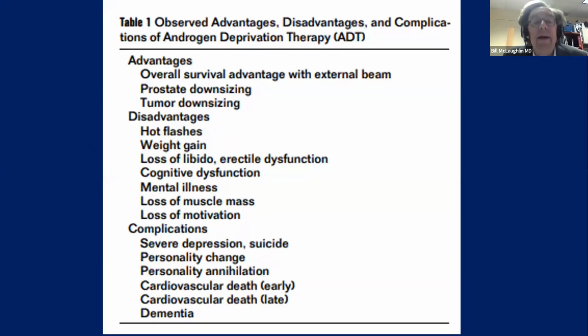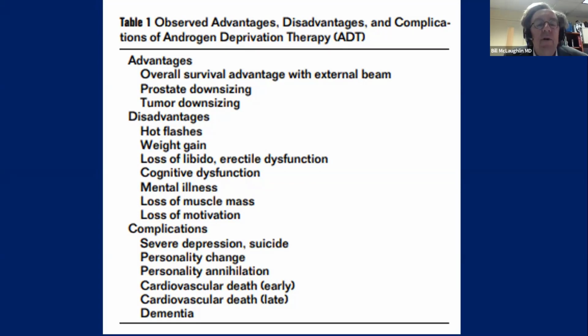But what do we know about ADT? Well, we know it has tremendous advantages, right? Overall survival advantage with external beam. If you take external beam and add hormone therapy, you can probably add a year or two to life. It can shrink the prostate, it can shrink tumor. The disadvantages, though, are kind of minor. Hot flashes, weight gain, loss of libido, cognitive dysfunction, minor mental illness, loss of muscle mass, loss of motivation. Those are, I would say, tolerable.